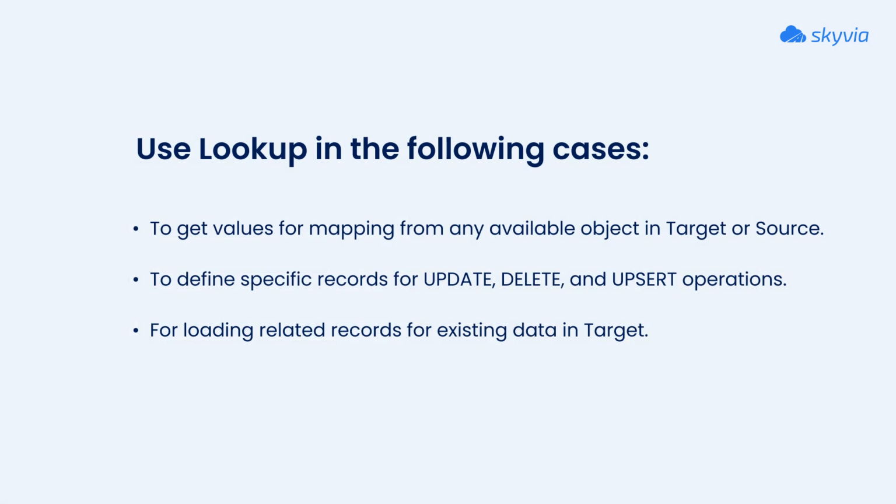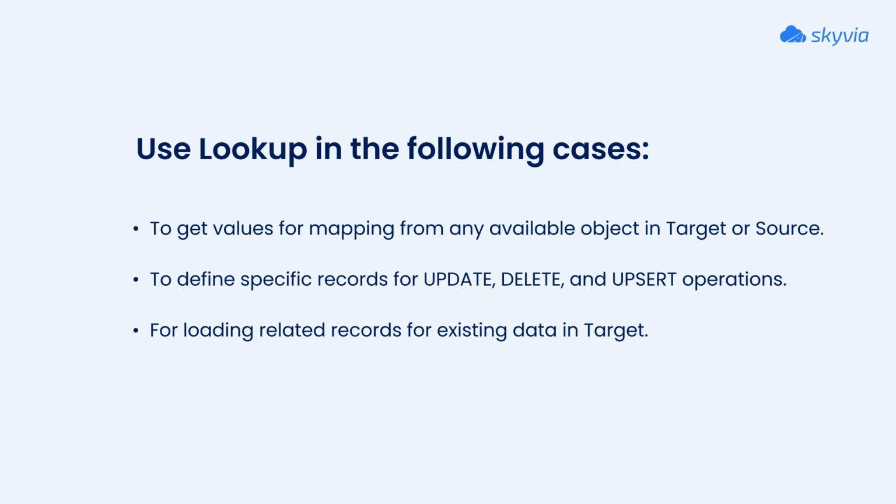Lookup fetches values for mapping in any available source or target objects based on specific conditions. There are several cases when lookup mapping is the most helpful: when there is no value for mapping in the source object, to define specific records for update, delete, and upsert operations, and for loading related data when the parent object records already exist in target.